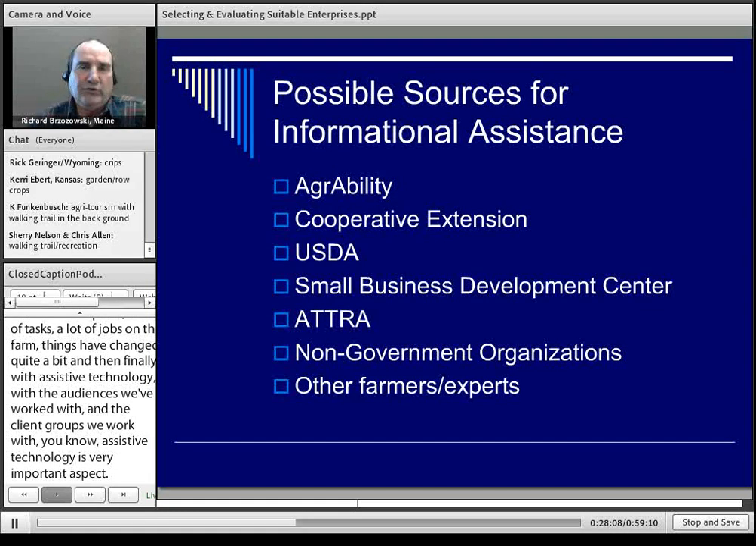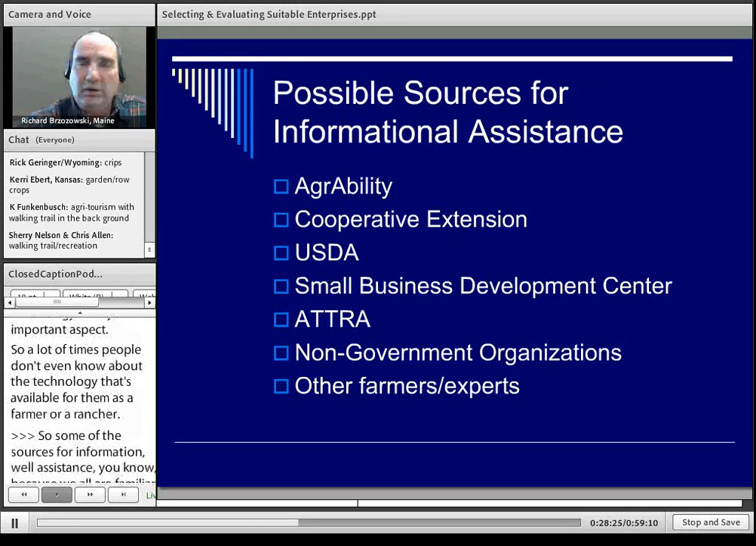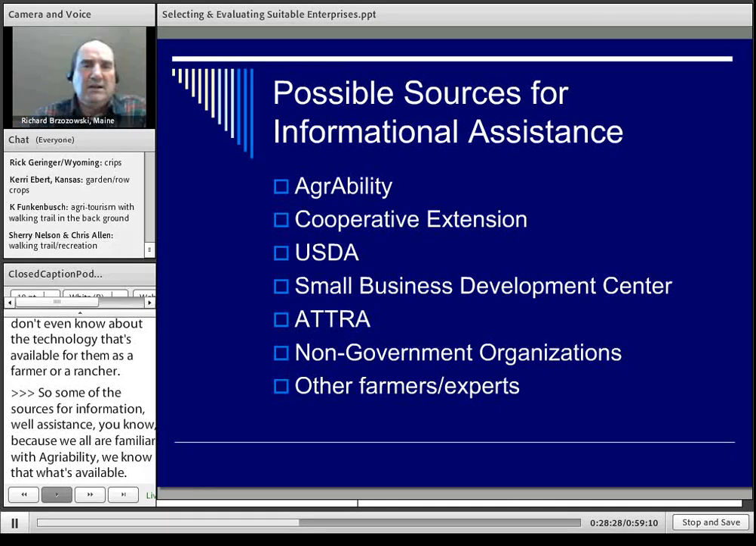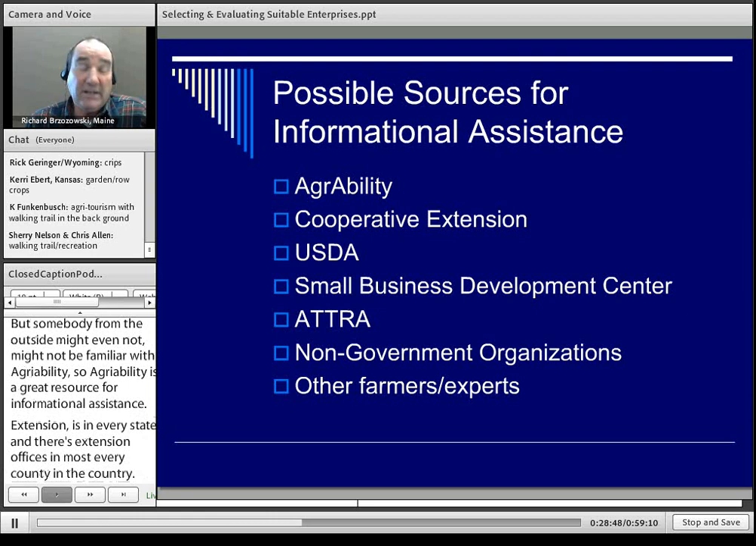So some of the sources for informational assistance: because we all are familiar with AgrAbility, we know what's available. But somebody from the outside might not be familiar with AgrAbility. So AgrAbility is a great resource for informational assistance. Extension is in every state, and there are extension offices in most every county in the country. Then there are USDA service centers, and the small business development centers around the states and regions and across the country. ATRA is appropriate technology transfer to rural areas.